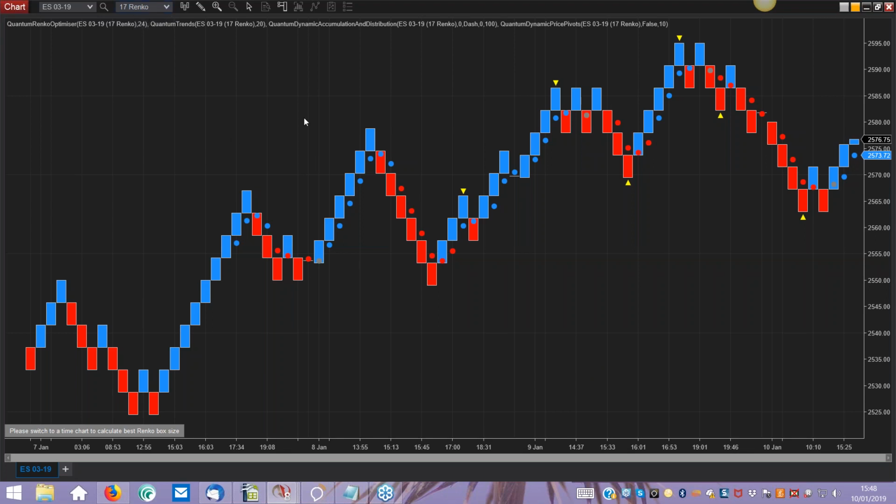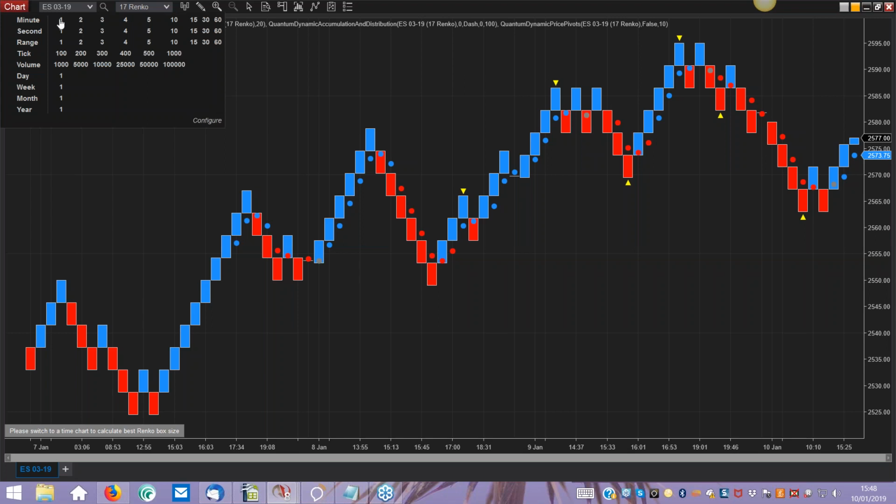Because again, how do you know what to set this to? If you're trading the ES as a scalper, what do you set the brick size to? Is it 1 full point? Is it half a point? Is it 1.5, 2? What is it? What do you choose? It's not guesswork. It does it automatically for you. Just select the time frame.